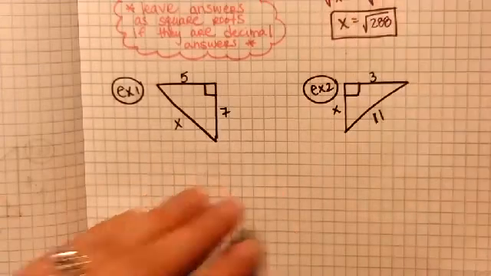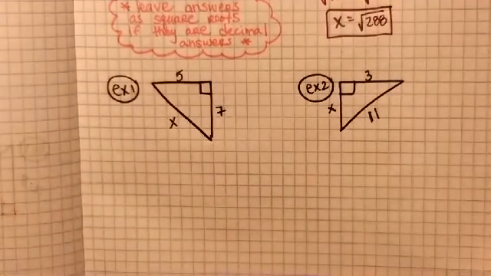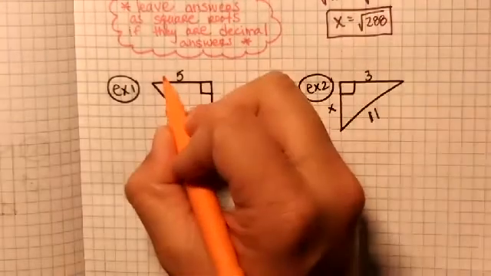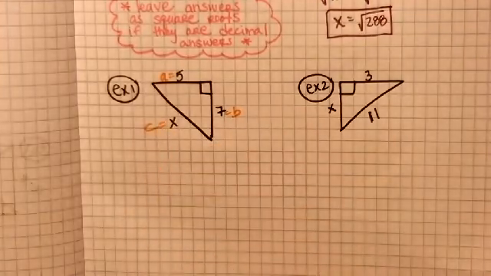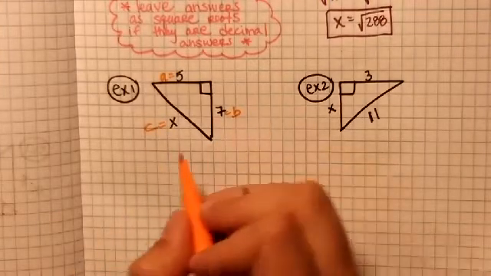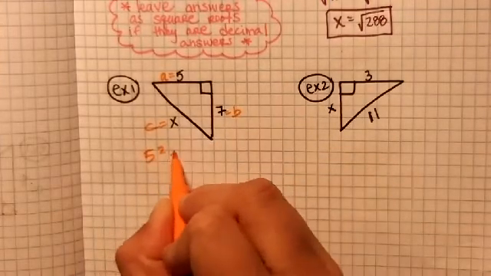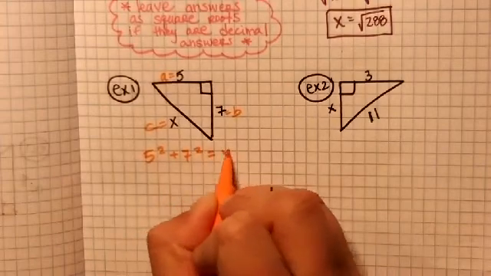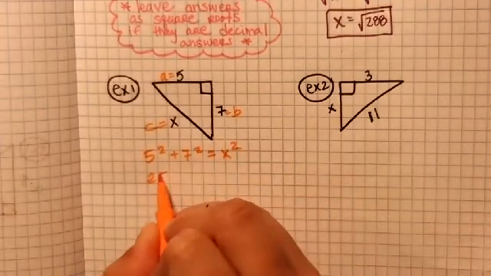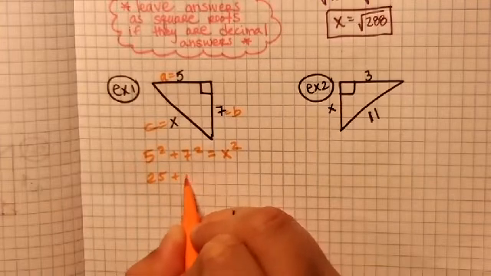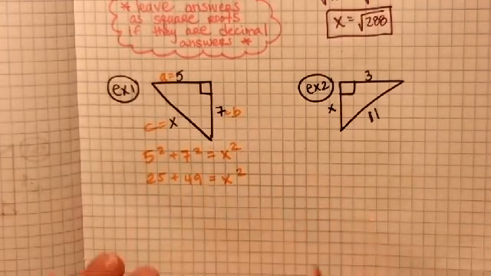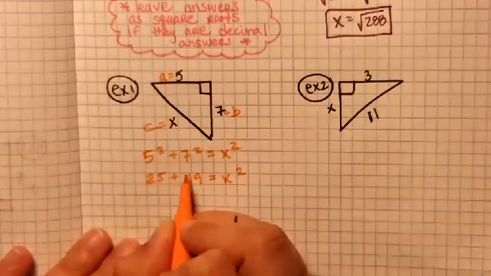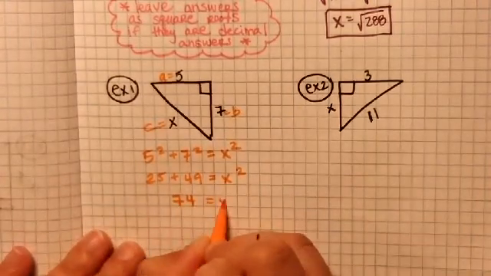Okay, go ahead and do those and submit your answers. So when I do these, I do want to always label. So I have A, B, and C. So in this case, I am looking for that hypotenuse. So that'll be 5 squared plus 7 squared equals x squared. 25 plus 49 equals x squared. So that'll be 74 equals x squared.